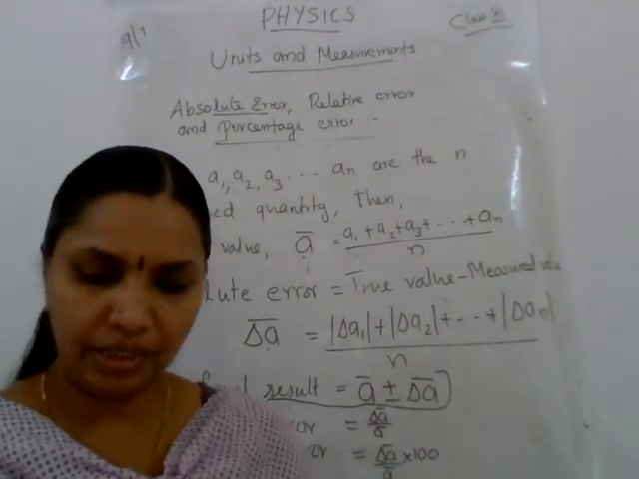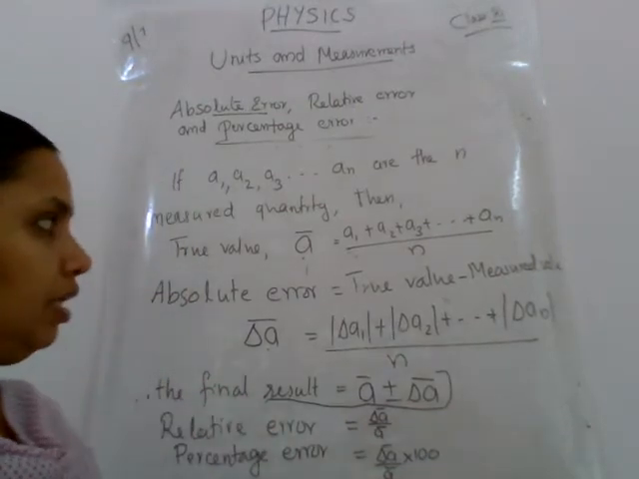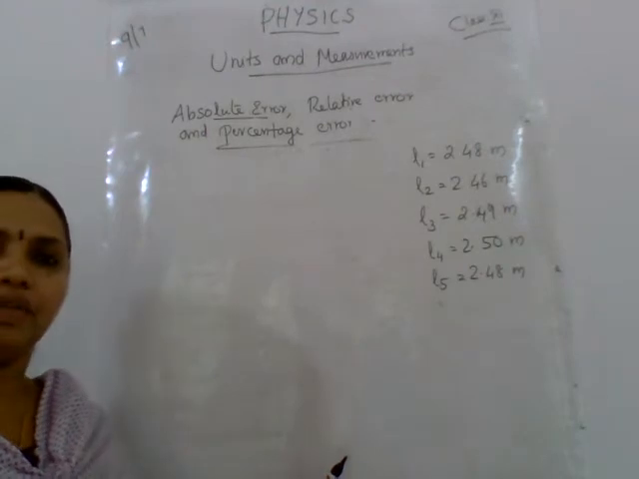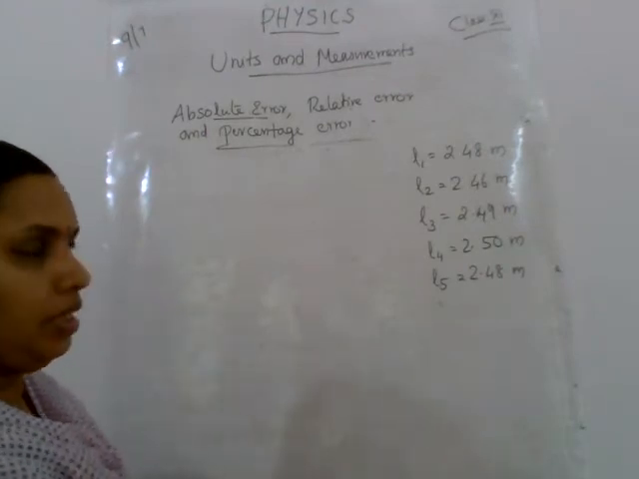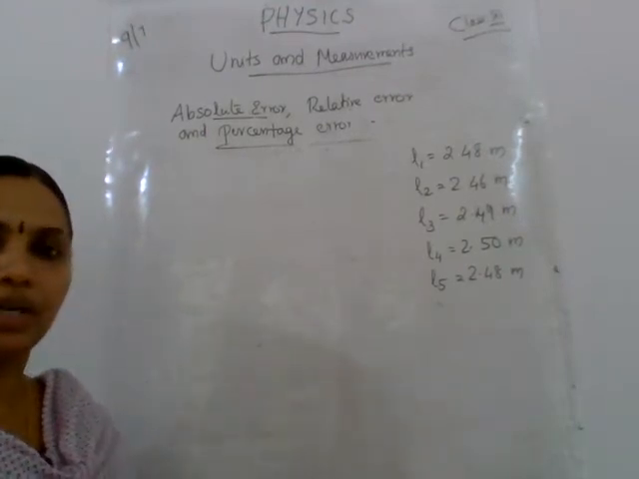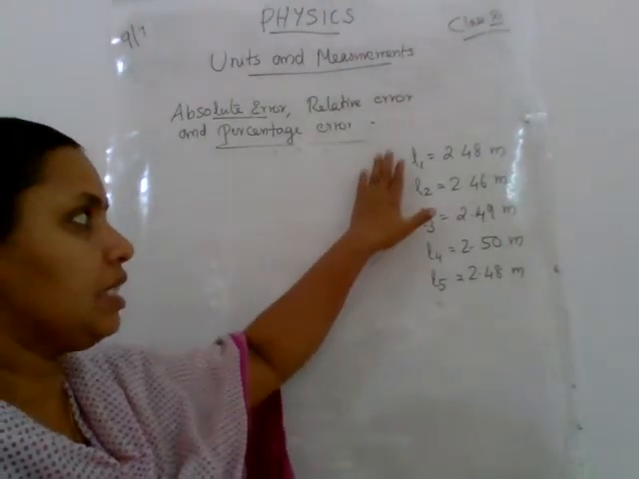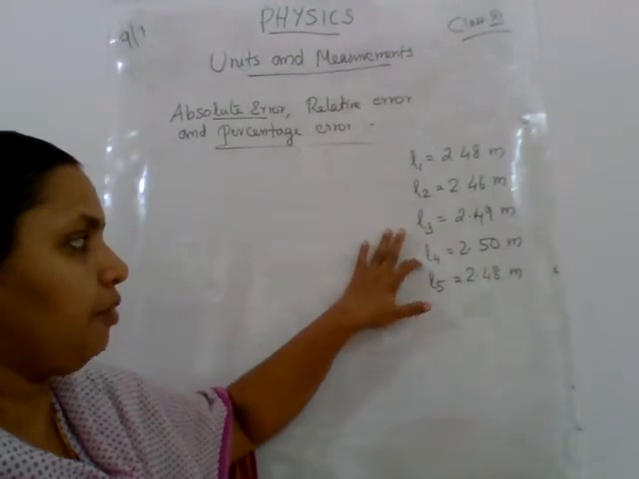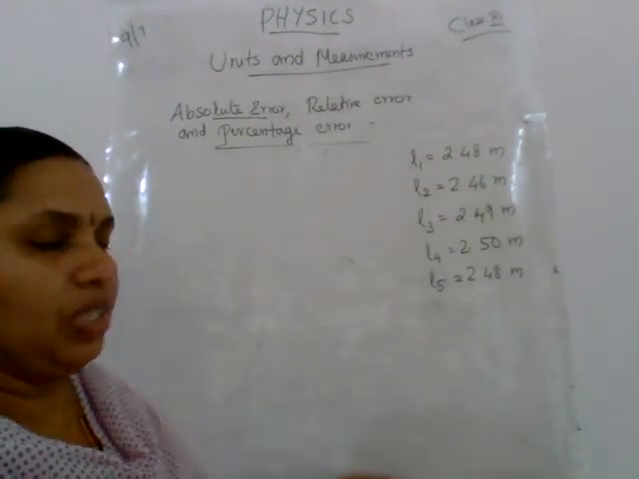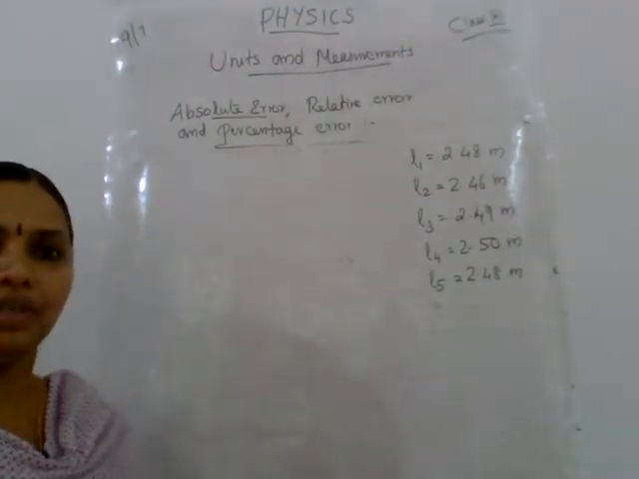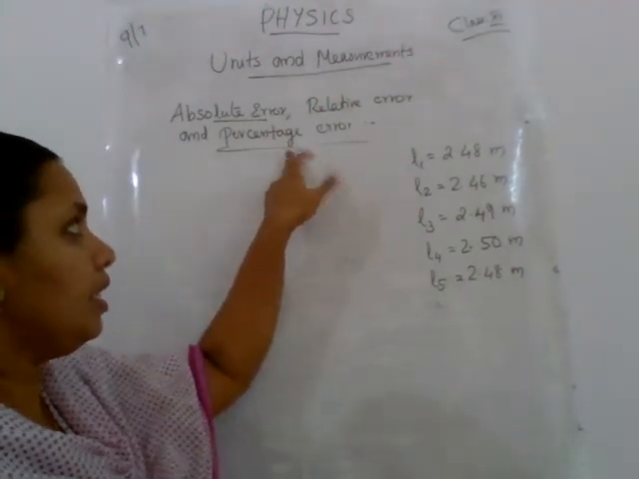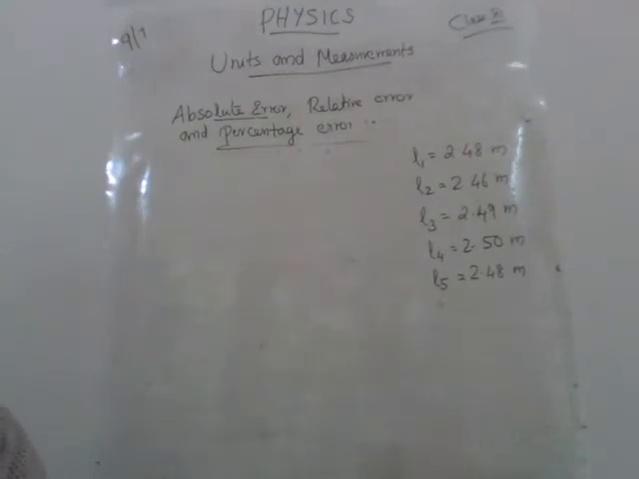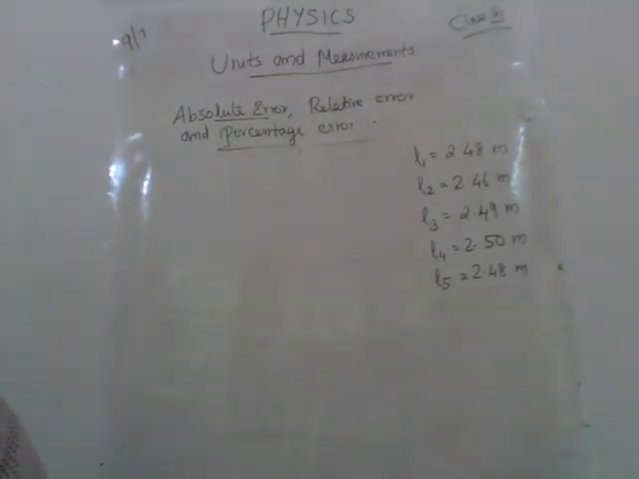Okay, so let us do one more example. Here we measured the length of a road using a meter scale, and these are the measurements L1, L2, L3, L4 and L5. So we have to find out the absolute error, the relative error and the percentage error.